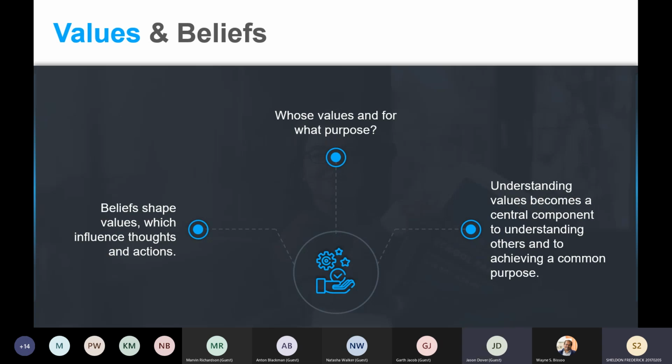The discussion of values should always raise the crucial question, whose values and for what purpose? Some values such as promise keeping and non-violence are so fundamental that they have been found to be norms in most civilized societies. Understanding values becomes a central component to understanding others and to achieving a common purpose.